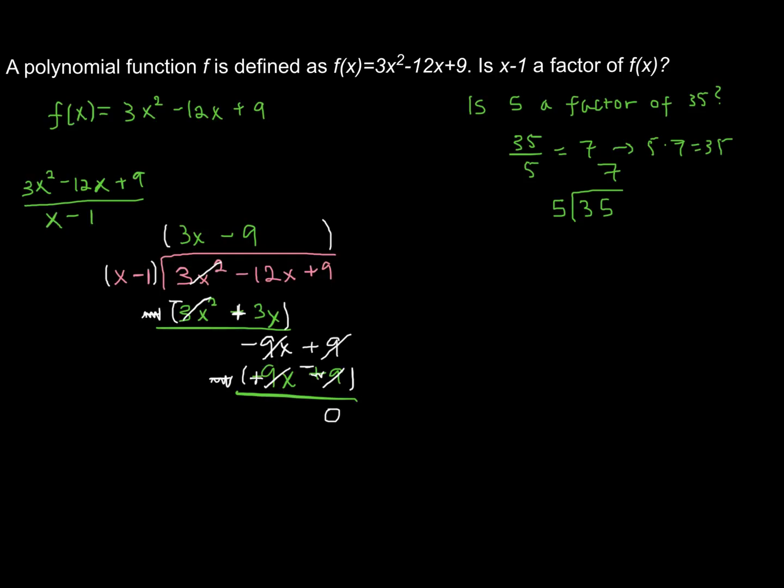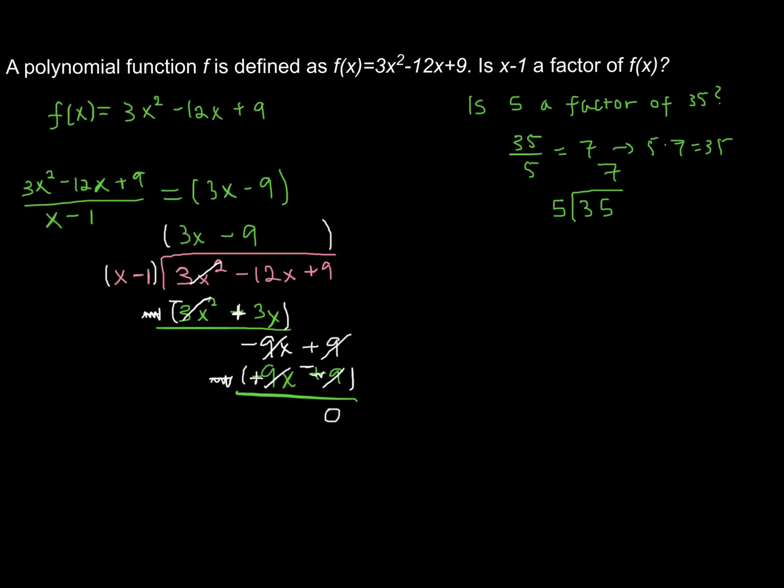Go ahead and try that just to make sure. X times 3x, 3x squared. X times negative 9 will be negative 9x. Negative 1 times 3x will be negative 3x. I combine that, that gets me negative 12x. And negative 1 times negative 9 will be positive 9, which is exactly what I wanted. So my quotient here is going to be 3x, and I'm putting it in parentheses, you don't have to, 3x minus 9. So that is proving that x minus 1 is a factor of 3x squared minus 12x plus 9. Why? Because x minus 1 times 3x minus 9 will equal 3x squared minus 12x plus 9.